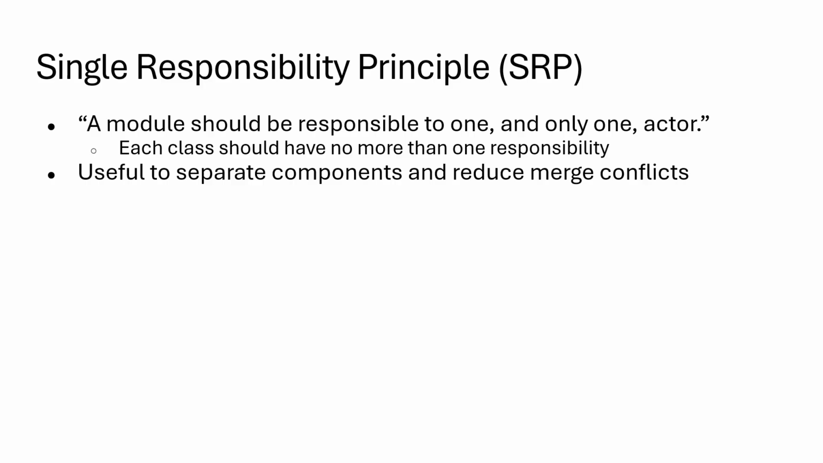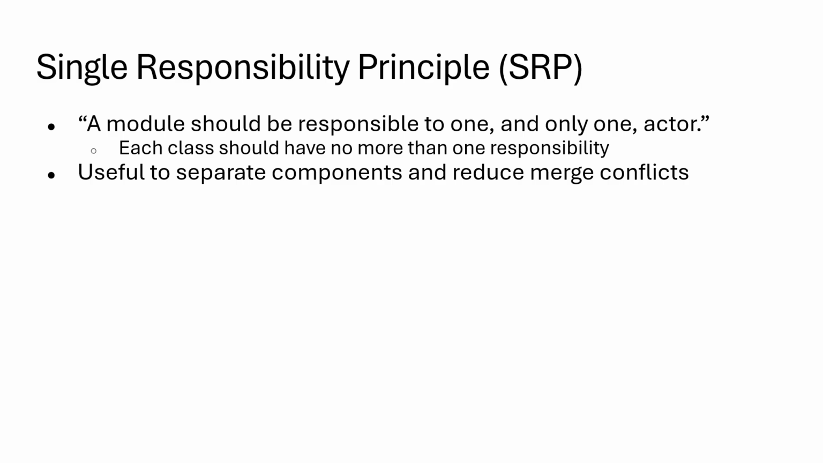So what the single responsibility principle states is that a module should be responsible to one and only one actor. Essentially, in layman's terms, each class should have no more than one responsibility. That's it. What is considered a responsibility is the behavior of what the class does, as well as the data that it holds. If you have more than one responsibility, which means you handle more than one thing at once, then this class is considered to be poorly designed. It should serve one purpose and one purpose only.